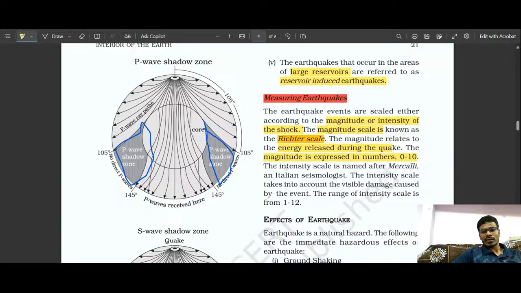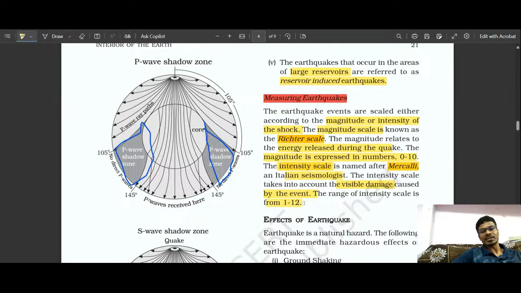And another is intensity. How intense was the earthquake? So the intensity scale is what we recognize as the Mercalli scale, and he was an Italian seismologist. That intensity scale takes into account the visible damage, which we see by our naked eyes. What is the damage there? The range is 1 to 12 here.